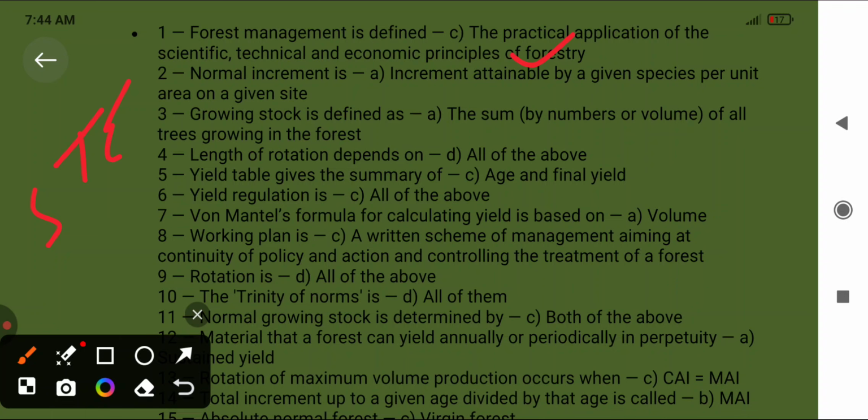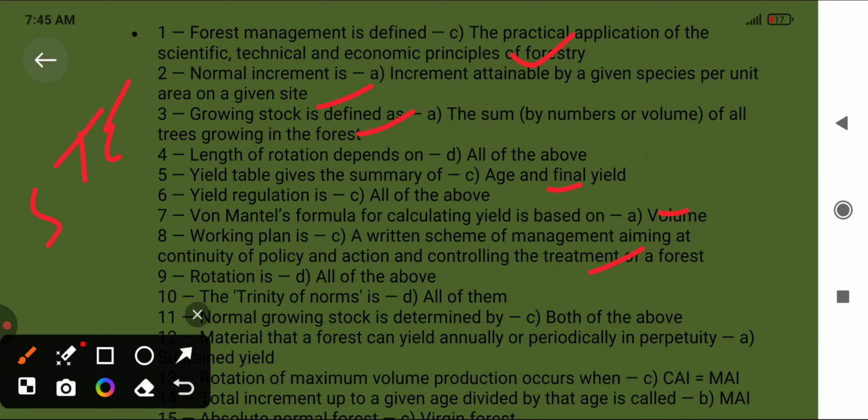Normal increment is increment attainable by a given species per unit area on a given site. Growing stock is defined as the sum by number or volume of all trees growing in the forest. Length of rotation depends on the yield table, which gives the summary of age and final yield. Yield regulation: the Von Mantel formula for calculating yield is based on volume. A working plan is a written scheme of management aiming at continuity of policy and action and controlling the treatment of a forest.